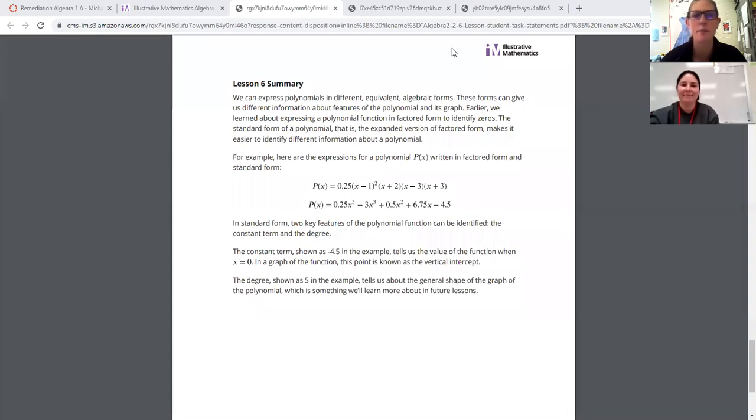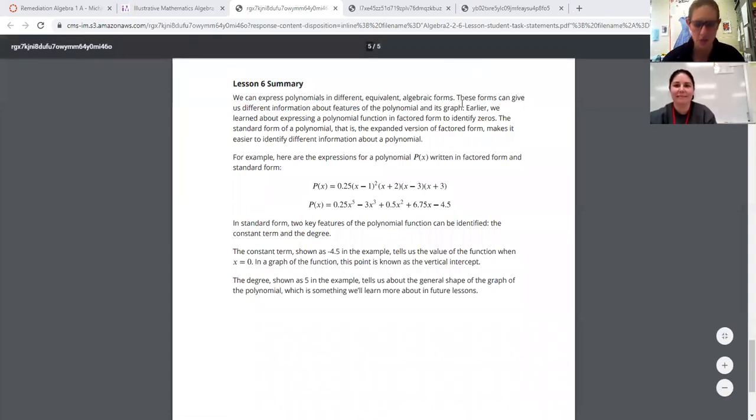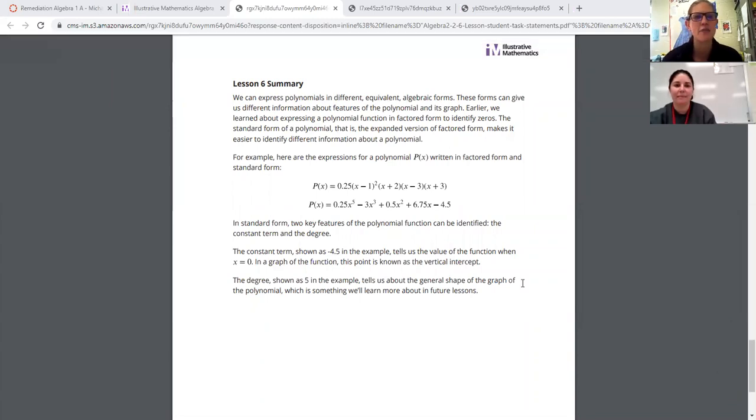Okay, so in this video, we are going to talk about the lesson 6 summary, which was the different forms of equations. And again, we're going to ask that if you haven't read that on your own, hit pause. You can either read it in your workbook or you can read it on the screen, but you should read it on your own before you hear our discussion.